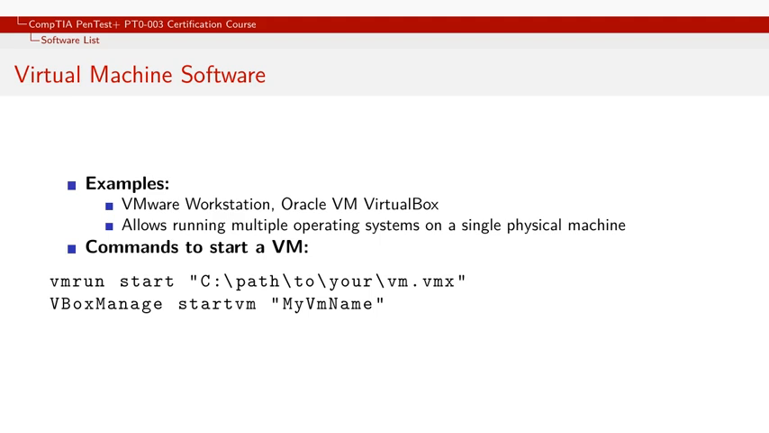In this slide, we will cover the essential virtual machine software tools used in penetration testing. Virtual machine software like VMware Workstation and Oracle VM VirtualBox are critical as they allow you to run multiple operating systems on a single physical machine. This capability is extremely useful for penetration testing, as it provides a versatile environment for testing various configurations and scenarios without the need for multiple physical devices.